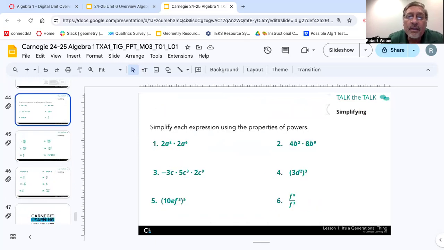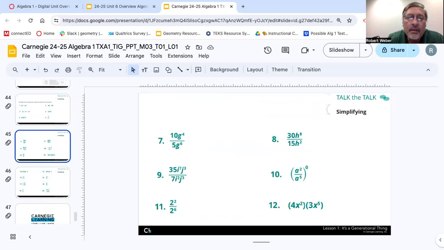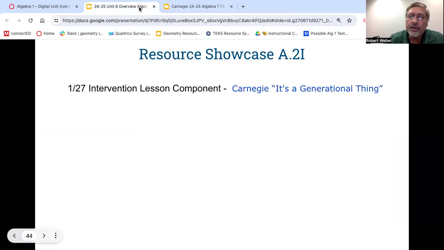Look at these. They've got multiplying like bases. They've got power to power. They've got dividing like bases. They've got some negative coefficients in there. They've got division of like bases. They've got the zero power in there. A lot of good stuff right here. So anyway, that's my instructional resource for this particular unit.